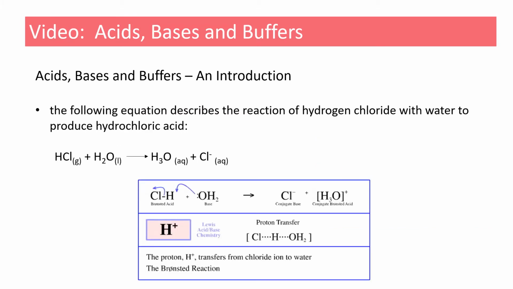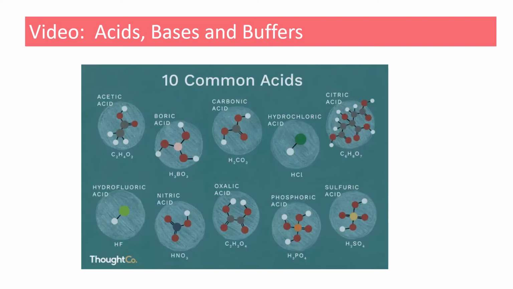The following equation describes the reaction of hydrogen chloride with water to produce hydrochloric acid. So we have HCl + H2O produces H3O+ + Cl-. The proton H+ transfers from the chloride ion to water. Here is a list of 10 common acids and their structure.